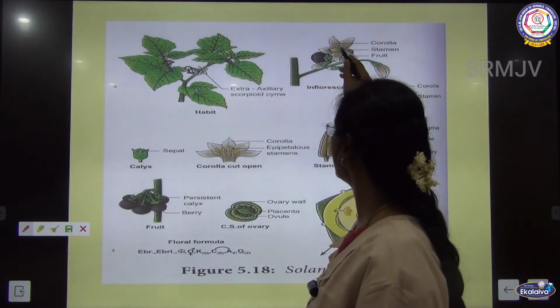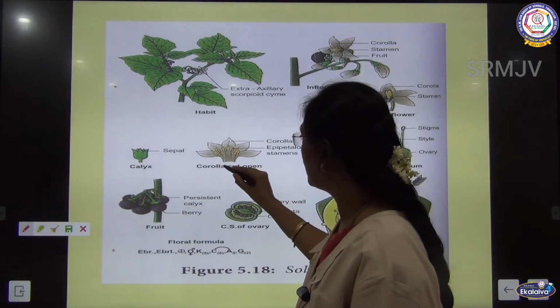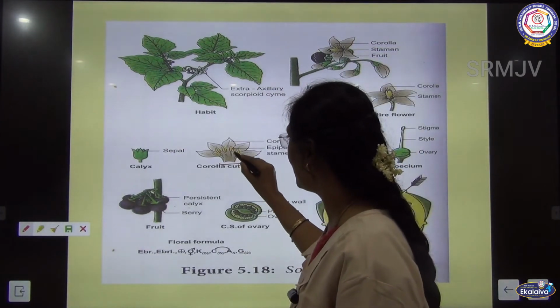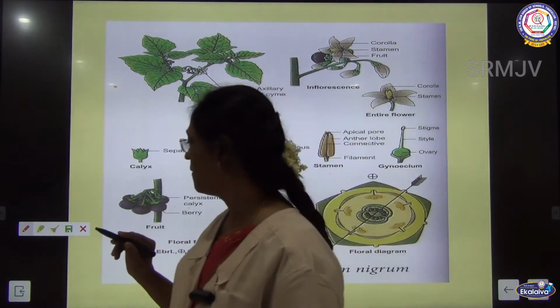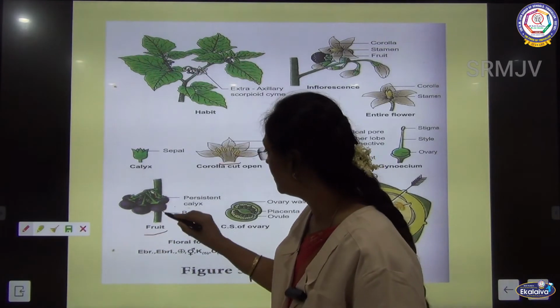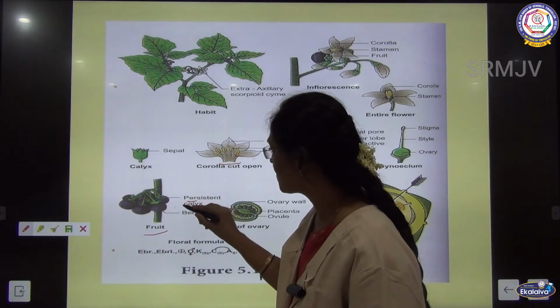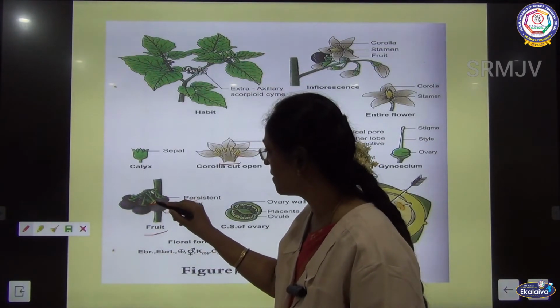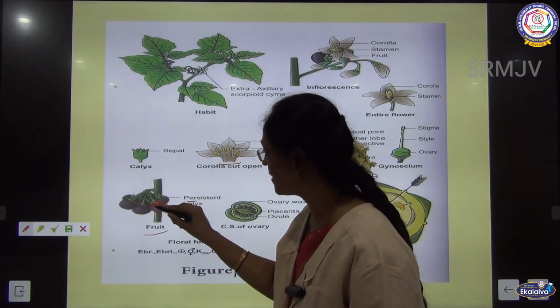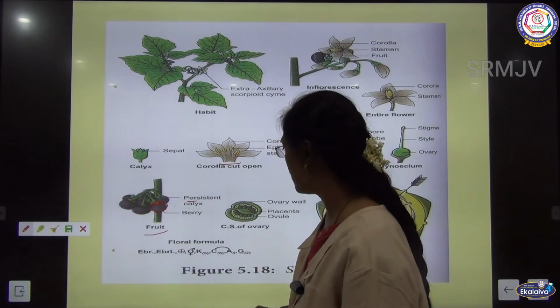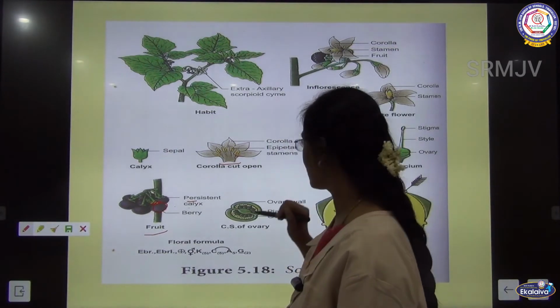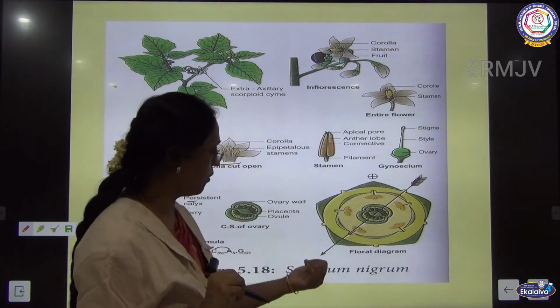So, here you will find the white flower, and here also you will find that these are the epipetalous stamens. These are sepals, gamosepalous, and this is the fruit, and you will find that it has a persistent calyx. This is the calyx which you can see in the fruit, that is why you call this calyx persistent calyx, and this is called a berry. And this is the stamen and the floral diagram and the formula.